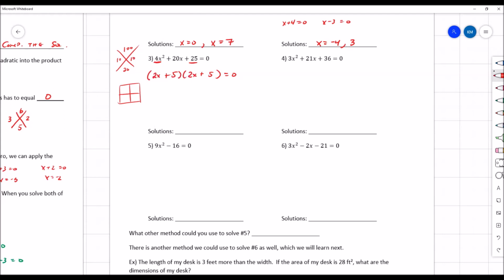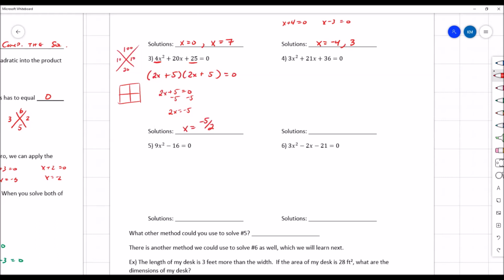All right, so here we have it. 2x plus 5 times 2x plus 5 equals 0. It's kind of the same thing, but we just solve it. 2x plus 5 equals 0. One of these has to equal 0. Subtract 5 from both sides. We get 2x equals negative 5. Divide by 2. x equals negative 5 over 2.